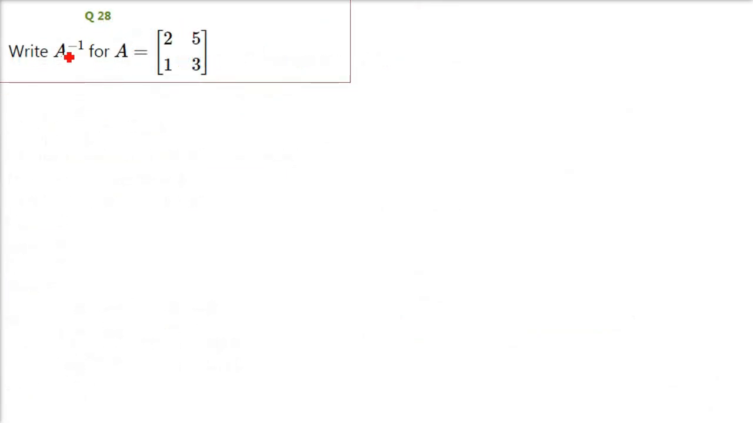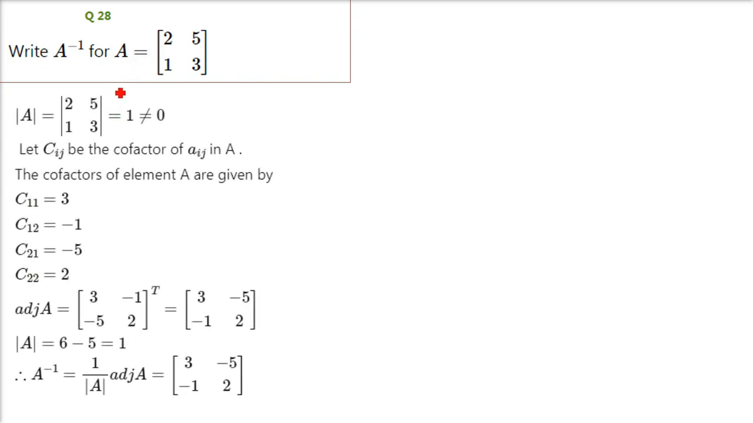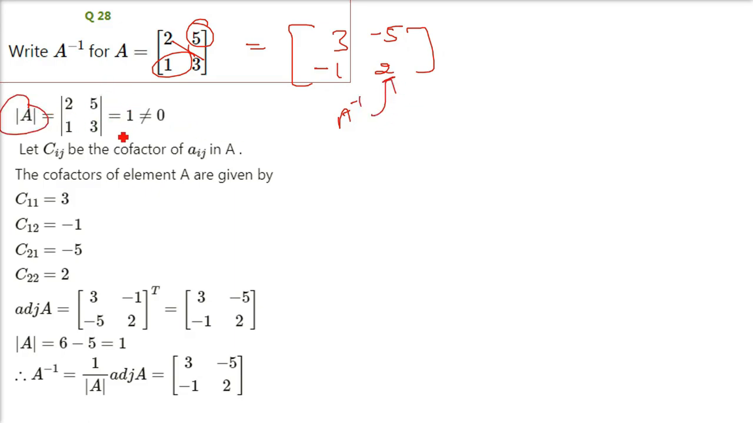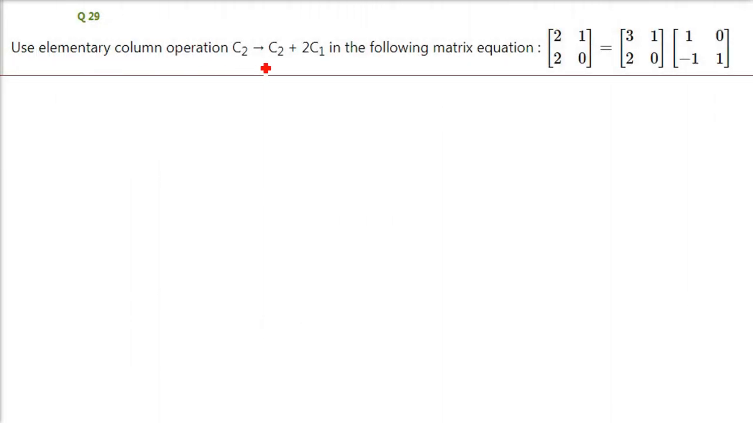Write A inverse for A. So just take this, you know how to find out the adjoint. Just exchange the values 2 and 3 and then change the sign of 1 and 5. This is going to be your adjoint of A. And what is the determinant of A? 3 times 6 minus 5 times 1. You can do it like that. Use elementary column operation C2 changed to C2 plus 2C1.